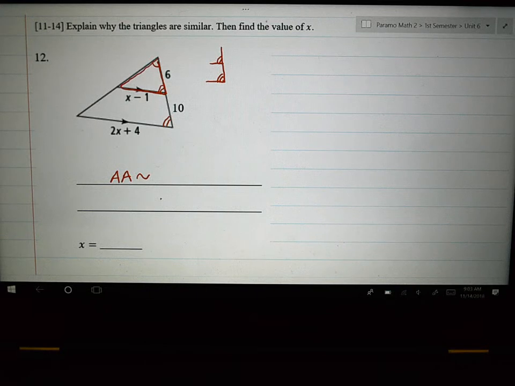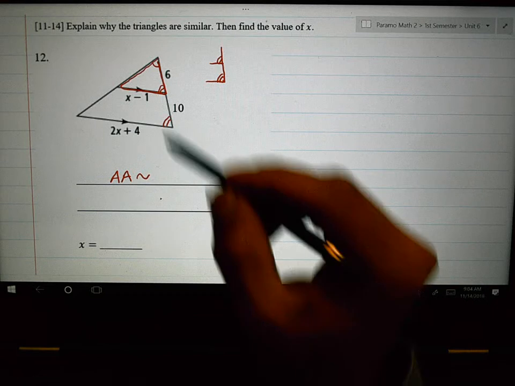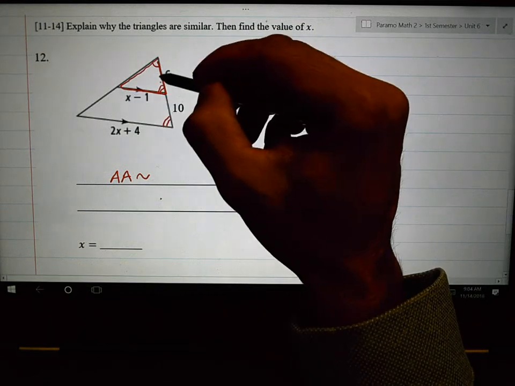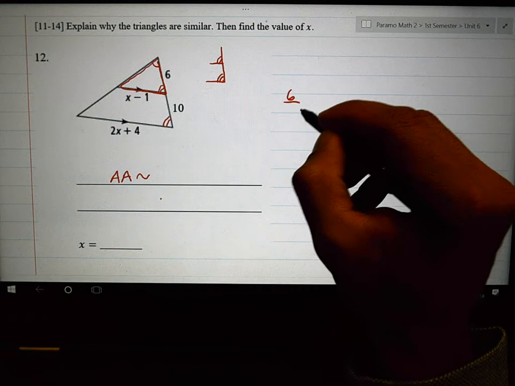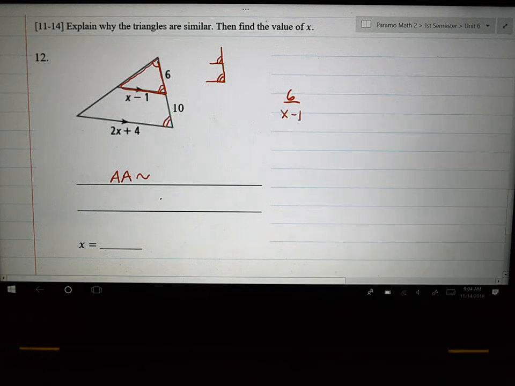And then it says find the value of x. Now I picked number 12 on purpose because a lot of you will mess up on your proportion, and I want you to see it. If I'm using the red triangle and I do the right side of the red triangle over the bottom of the red triangle, that is perfectly fine. That's not where I see the mistakes.